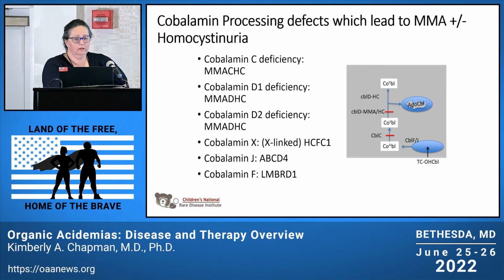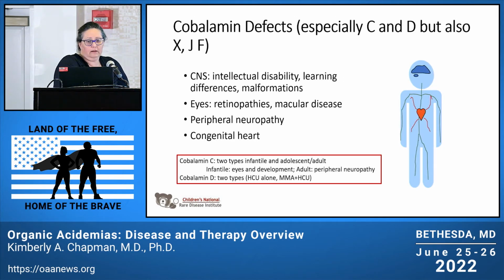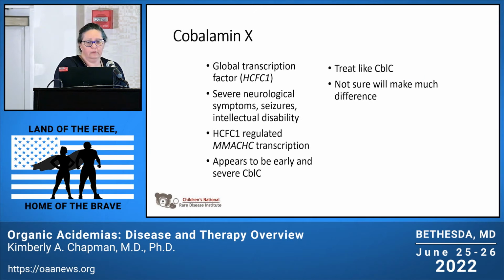And then I'm going to kind of skip over this because I know lots of people are going to talk about the cobalamin processing defects, which lead to MMA and homocysteine. And I'm going to talk a second about the cobalamin defect complications in this group. I want to highlight that cobalamin C has two types, infantile and adolescent adult. Infantile has eyes and developmental problems, and adults have peripheral neuropathy. There's also two types of cobalamin D. There's a homocystinuria alone and an MMA plus homocystinuria. And then cobalamin X, I think they're next door.